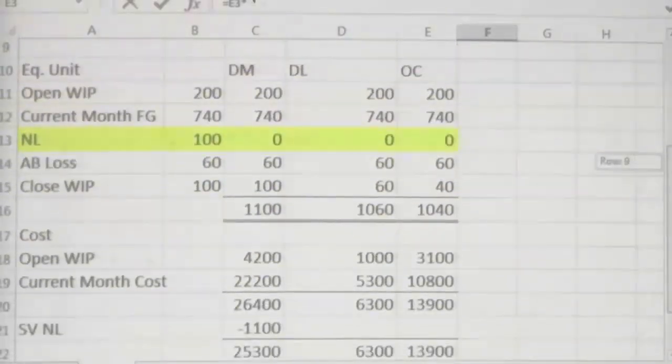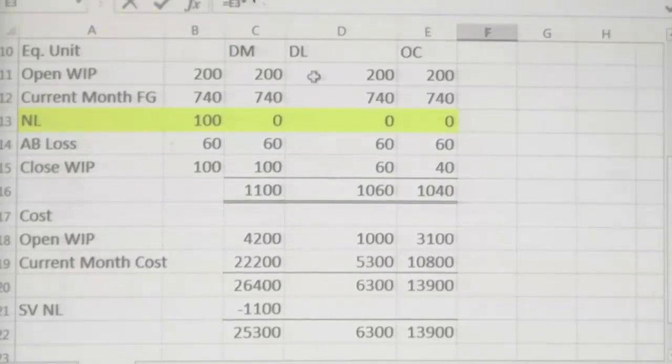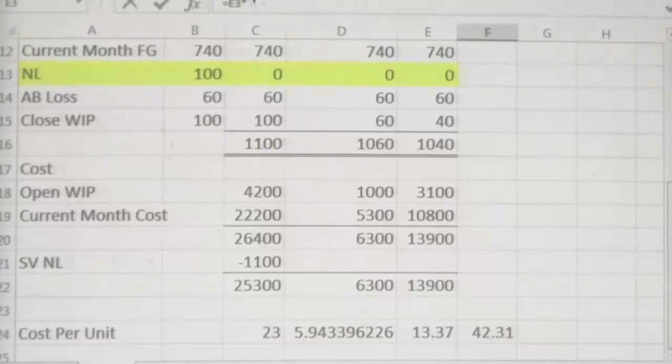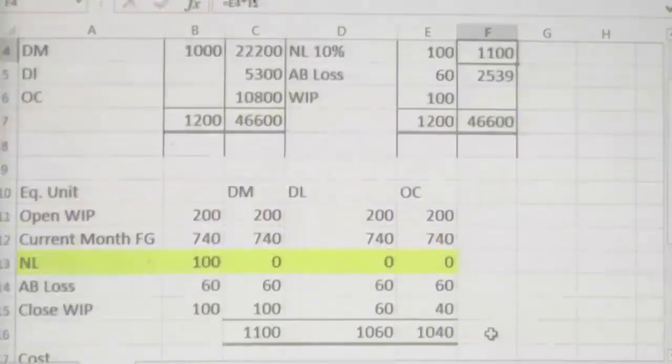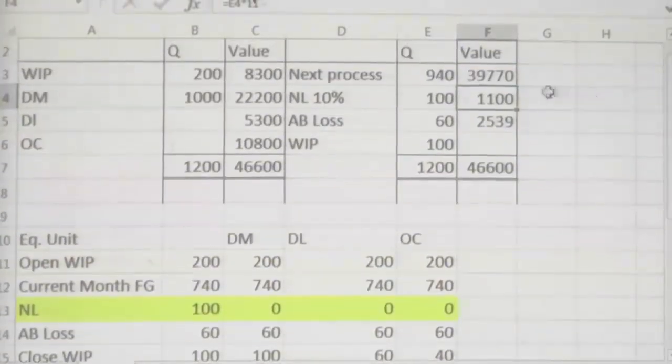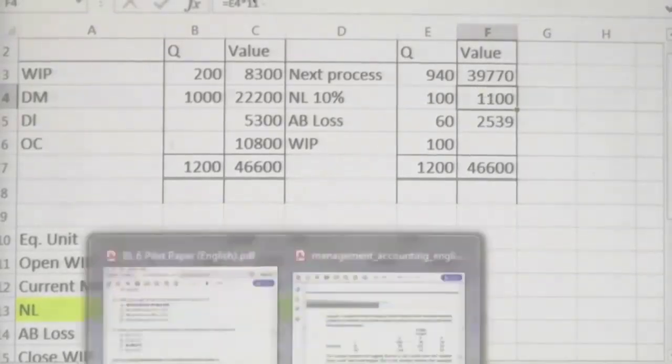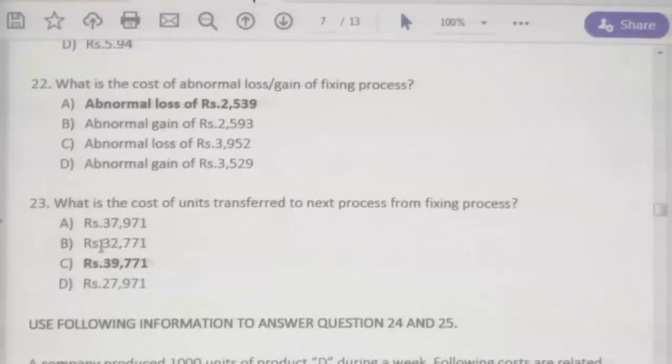Why? Again 940 equal in each cost category, it is 940. Therefore, you can multiply it by the total. That would be 39,770. Let's see the answer. 39,770. There is no such answer, but you have an approximate answer, 39,771. Why? You have 1 rupee change due to the decimal changes.